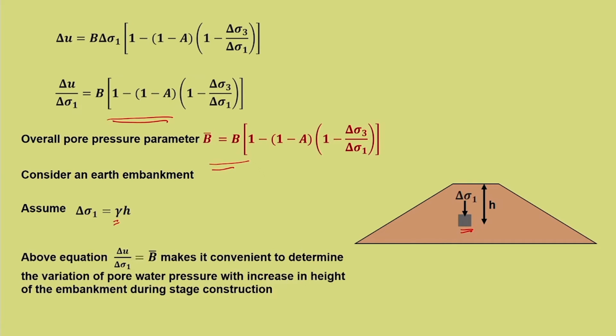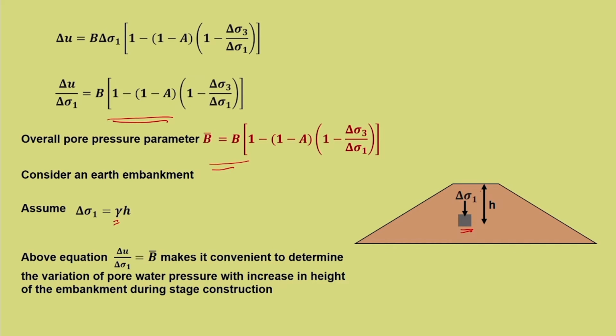Now, what we are assuming is that for the above equation, delta u by delta sigma 1 is equal to B bar, which makes it convenient to determine the variation of pore water pressure with increase in height of the embankment during staged construction. We are assuming that the entire loading and influence at this particular point is due to the major principal stress delta sigma 1.